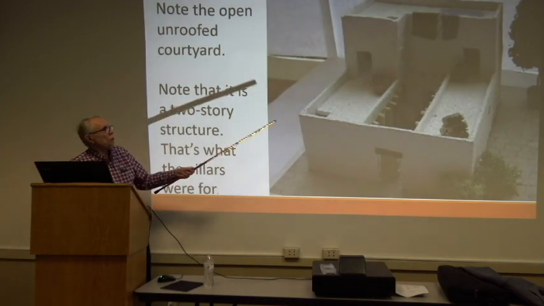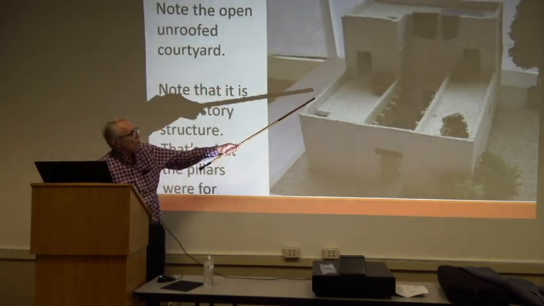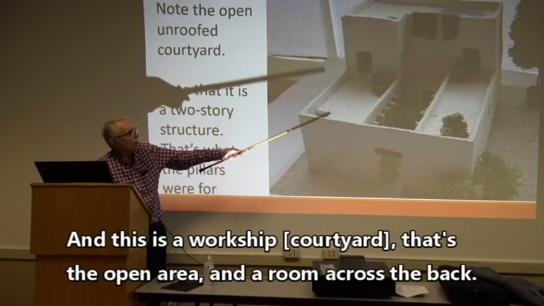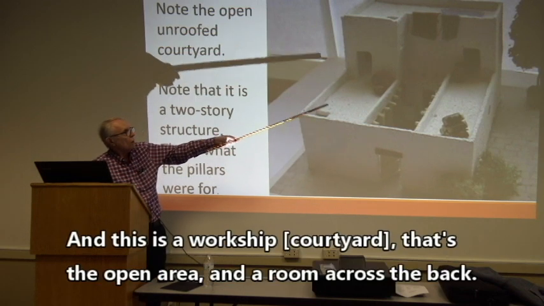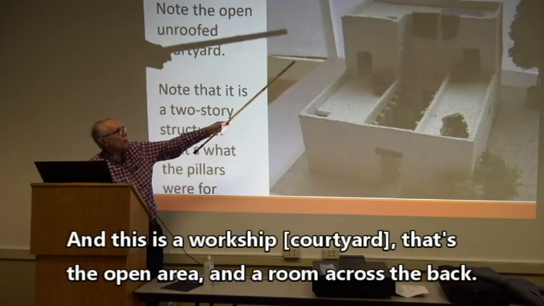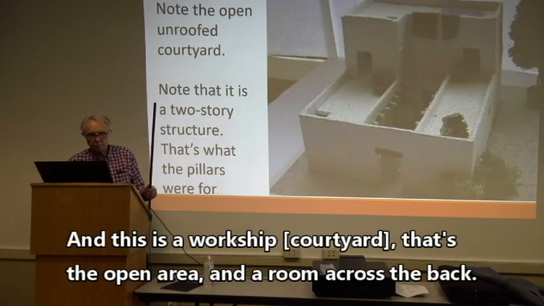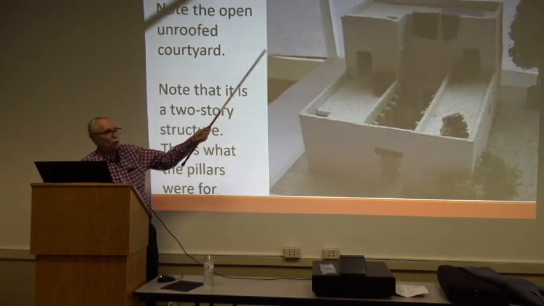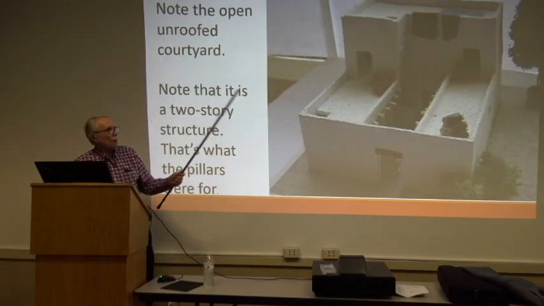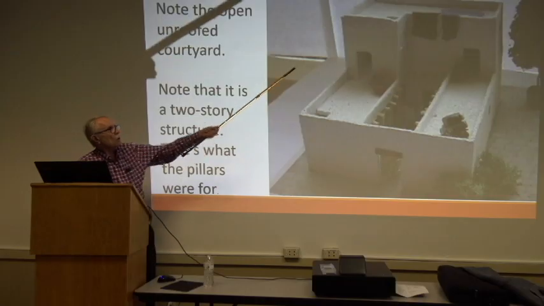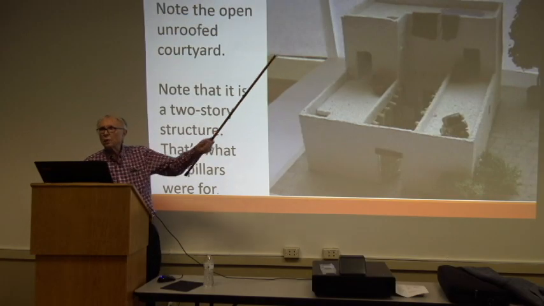Here's another one, you can see it better. There's a room there, and then this is a roof shot. That's the open area, and then a room across the back. Note that it's a two-story structure. That's what the pillars were for. And we believe the people lived up on the second floor.